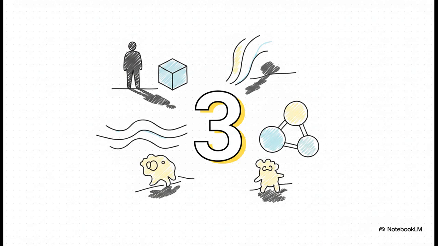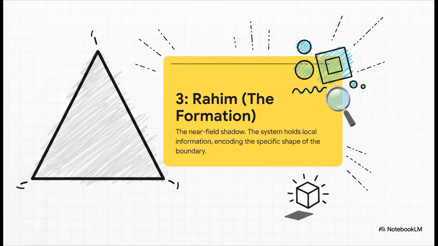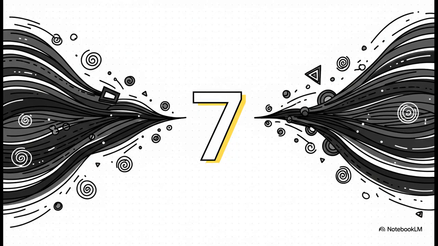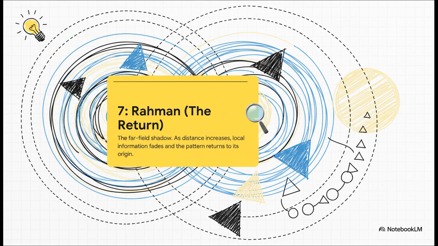Okay, so after the split, we get to the number 3. This stage is called Raḥīm, or formation, and this corresponds perfectly to that near-field shadow, you know, the crisp, clear triangle. At this point, the system is basically holding on to the local information. It's encoding the specific shape of the boundary it just squeezed through. And that brings us to the end of the sequence with a number 7. And this is Raḥmān, or the return. This represents the far field shadow, the circle. You see, as the light travels further and further, that local information, the memory of the triangle, starts to fade. And the pattern expands, reorganizes, and ultimately collapses back to its origin, the actual shape of the light source.